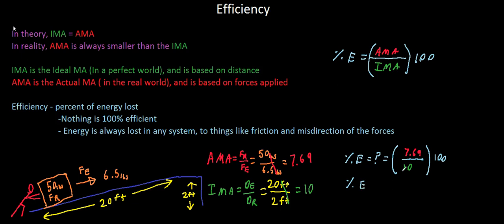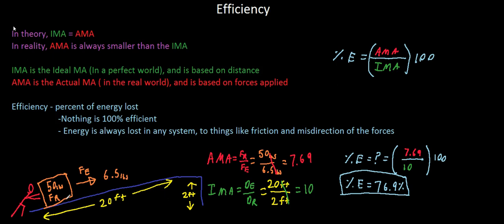We get a percentage of 76.9. You might have been able to do that in your head, because it's a system of 10 and 100, and you just move the decimal place over. But we get a percent efficiency of 76.9%. And that's our final answer. What does that mean? It means that because of friction in the system, we've lost almost a quarter of our energy, or almost 25% of our effort, because of the friction fighting back in the system.